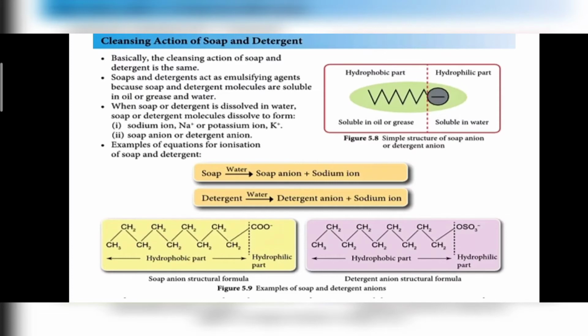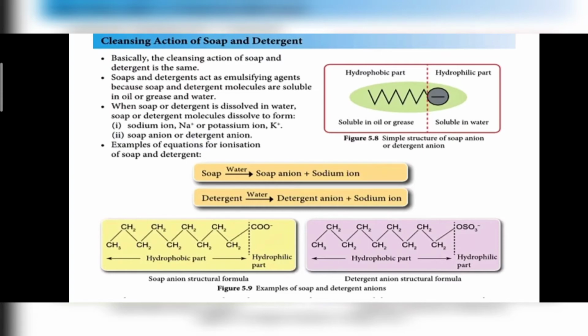Soap and detergents act as emulsifying agent because soap and detergent molecules are soluble in oil or grease and water. So when soap or detergent dissolve in water, the molecule will dissolve in the form of number 1, sodium ion or potassium ion. Ini bergantung kepada apa yang dia gunalah, sodium ataupun potassium. And the second one is the soap anion ataupun the detergent anion.